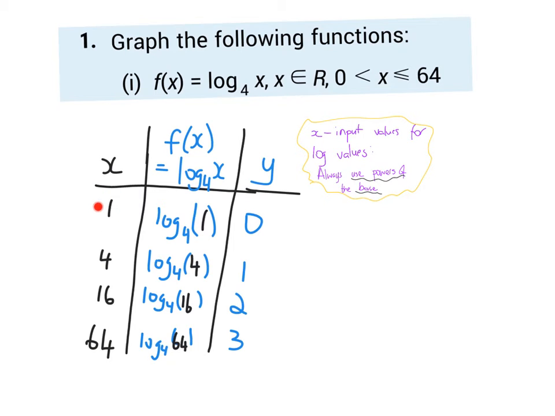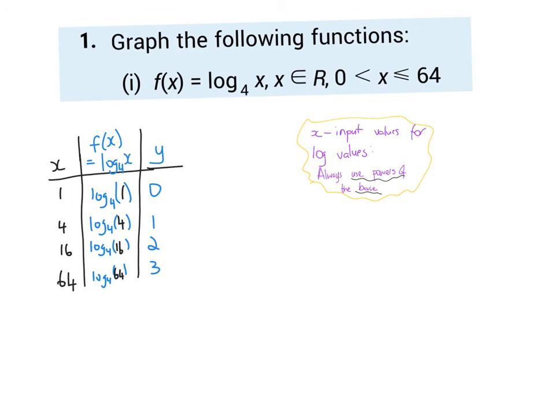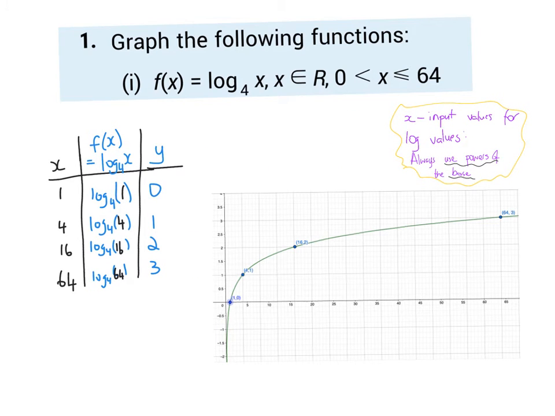So 4 to the power of 0 is 1, 4 to the power of 1 is 4, 4 to the power of 2 is 16, and 4 to the power of 3 is 64. Sub them in and we get log 1 to base 4 is 0, log 4 to base 4 is 1, log 16 to base 4 is 2, and log 64 to base 4 is 3. And so we can plot our graph now, which is this graph here, and we can see our points on it, and it is sloping upwards.